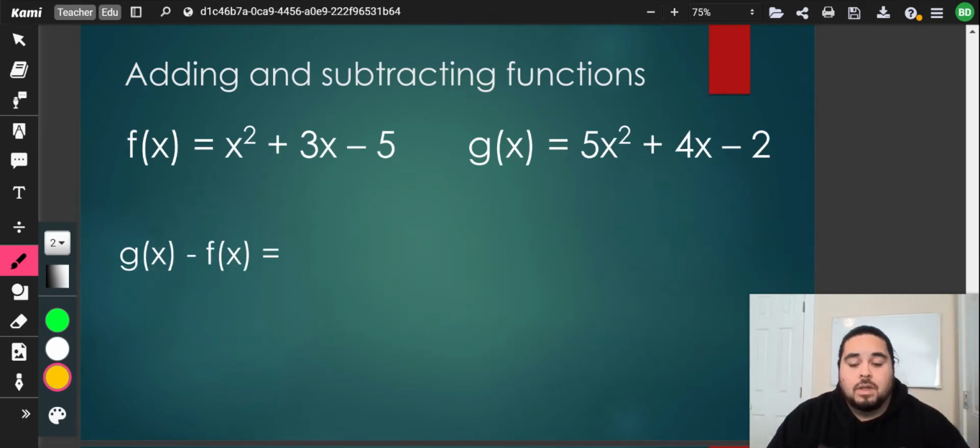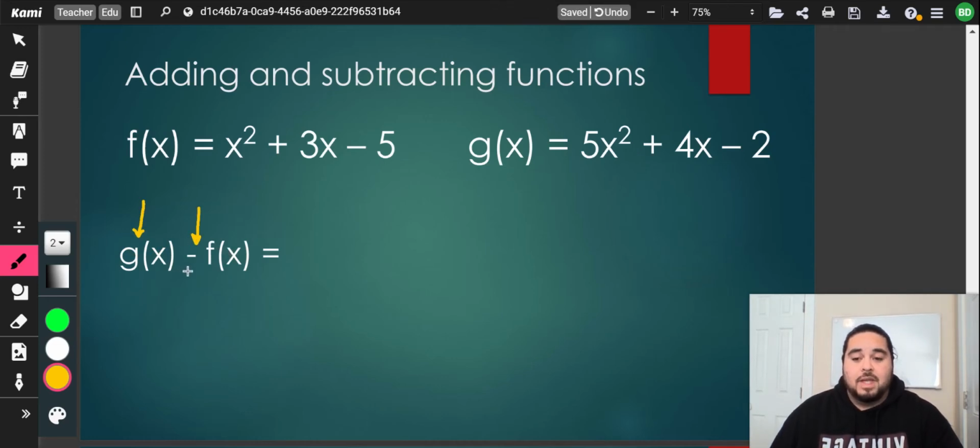Now, on this problem, we want to be especially careful because if you look at the question, we have g of x and we're subtracting f of x this time. So we really want to be careful because we've switched the functions around, and so we want to make sure we put the correct ones in order. So we're putting g of x first, so I'm going to write that down normally. 5x squared plus 4x minus 2.